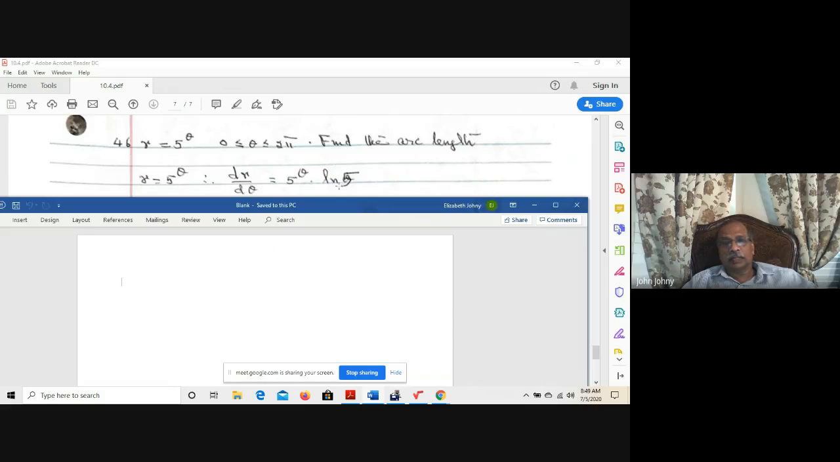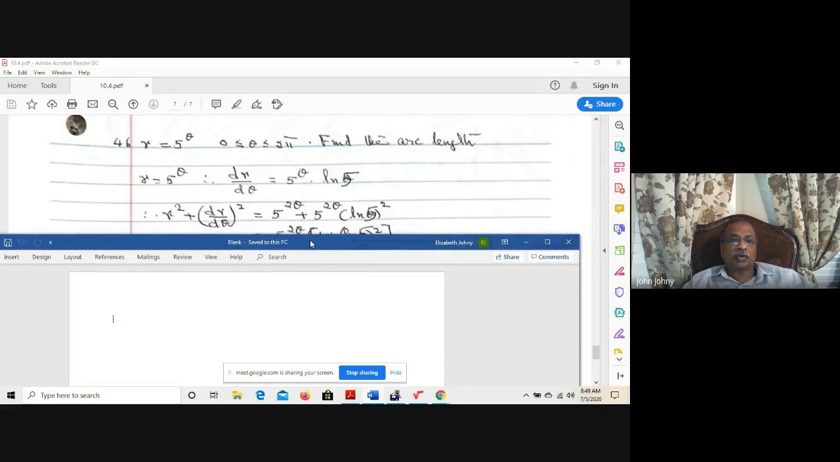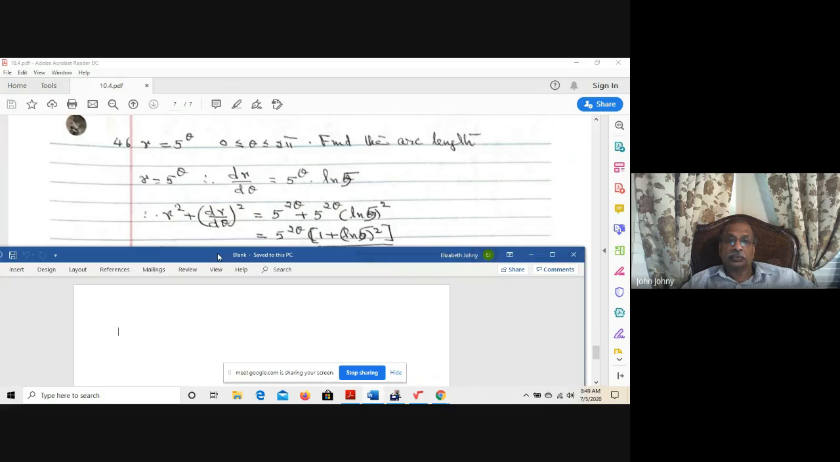Recall that formula. Derivative of b to the power of x is b to the power of x times natural log of b. So this is 5 to the power of theta times natural log of 5. So r square plus dr over d theta the whole square is 5 to the theta the whole square, that is 5 to the 2 theta, plus 5 to the theta times natural log of 5 the whole square, that is 5 to the 2 theta times natural log of 5 the whole square. Pull out 5 to the 2 theta. So that is 5 to the 2 theta times 1 plus natural log of 5 the whole square.